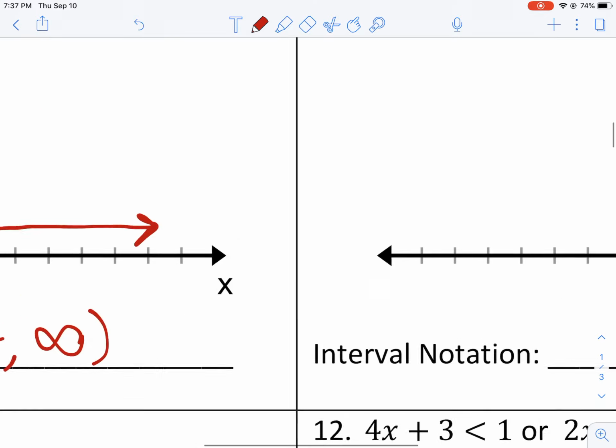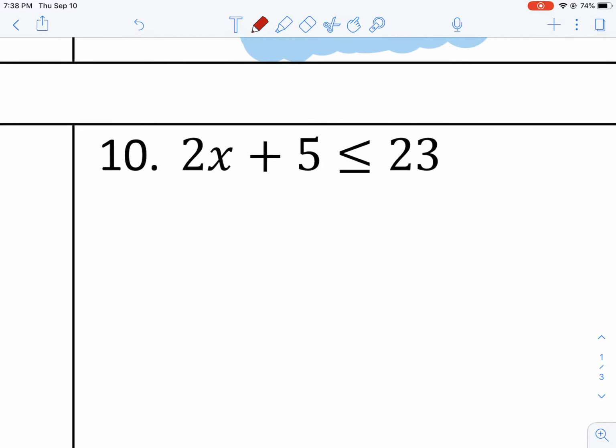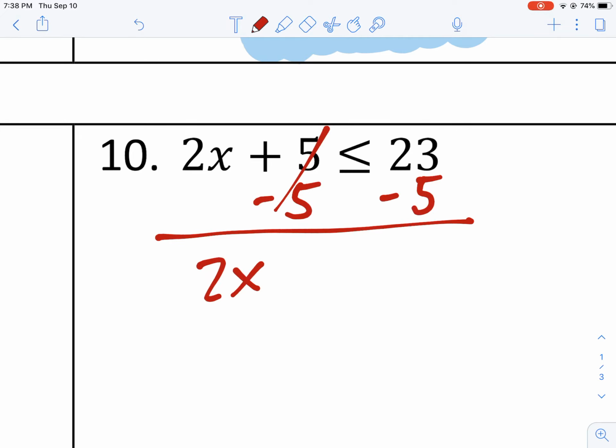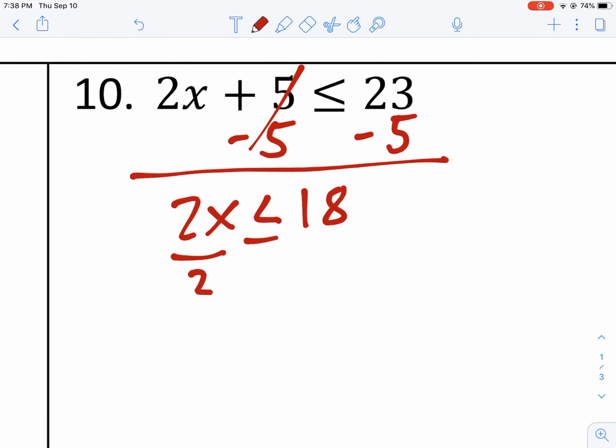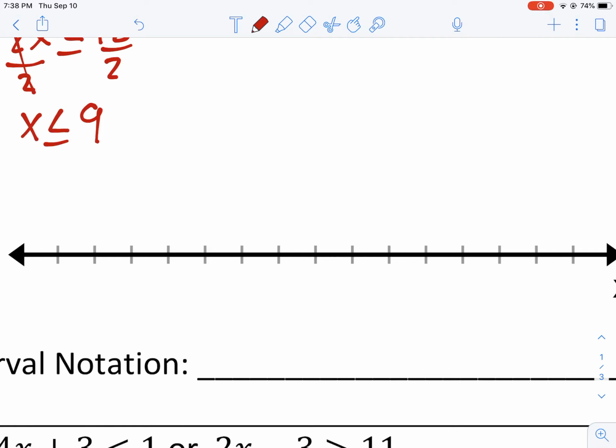We're done. Number 8, we're going to do the same thing, solving for x. So we're going to start by subtracting 5 on both sides. That gives us 2x is less than or equal to 18. Divide by 2. x is less than or equal to 9. So now we're going to go to our number line. We're going to put 9 somewhere on our number line.